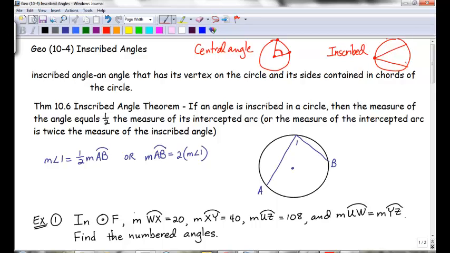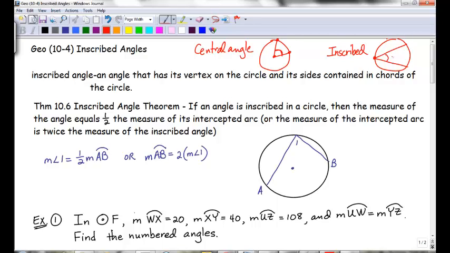Okay. Theorem 10.6, the inscribed angle theorem. If an angle is inscribed in a circle, then the measure of the angle equals half the measure of the intercepted arc. Or the measure of the intercepted arc is twice the measure of the inscribed angle. So, by our picture, this angle 1 is half the measure of this arc.